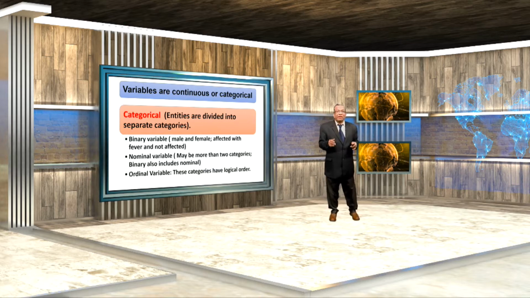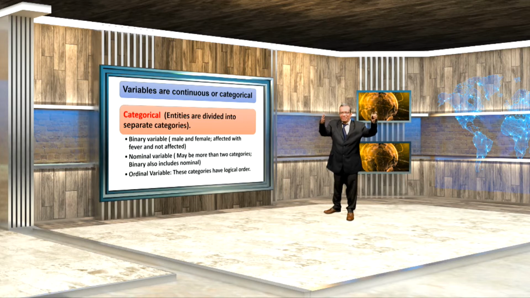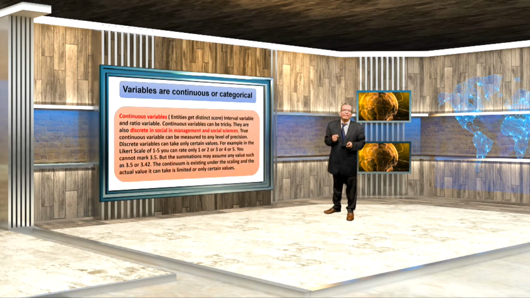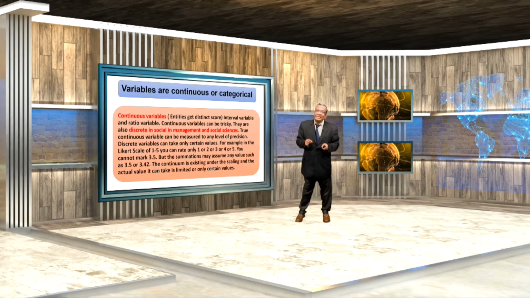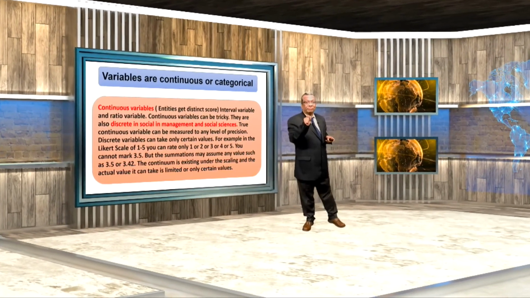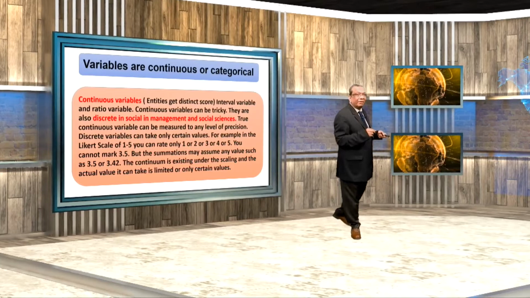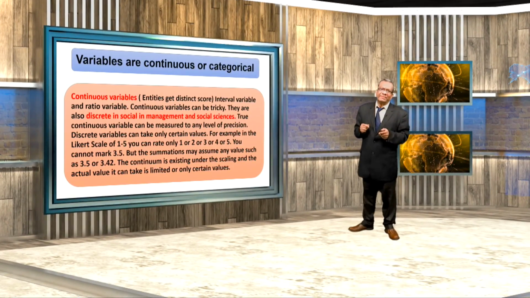The next one is ordinal variable. These categories have a logical order, higher to lower or lower to higher. They are ordered. Now these are all the categorical variables. The next one is continuous variable. Entities get a distinct score: interval variable and ratio variables.